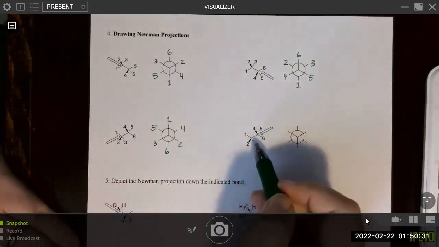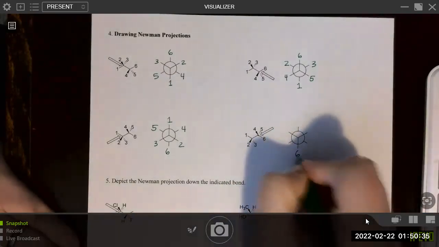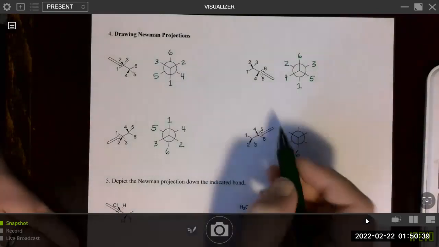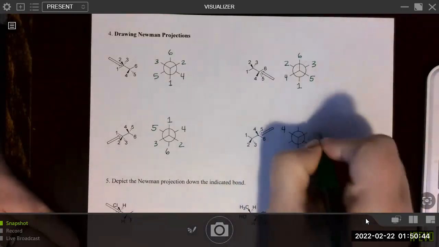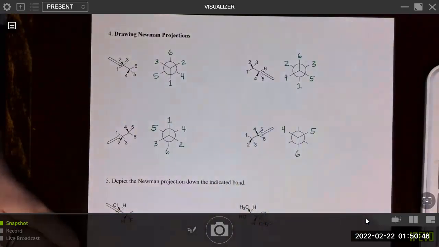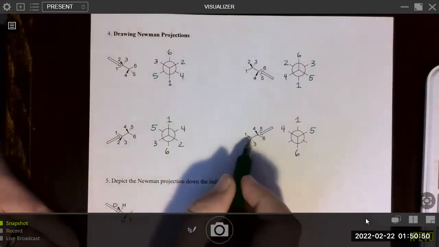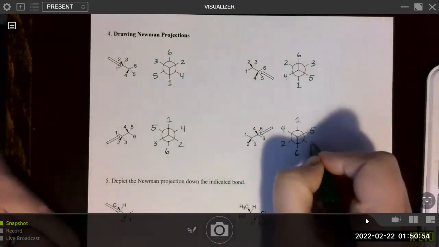This carbon-carbon bond, which makes this carbon 1 and in the front. That makes this 6, right? Pointed straight down. And then coming out of the page and to our left is 4. Going back into the page and to our right is 5. 1 is opposite 6, pointed straight up, right? And then 2 and 3 here.